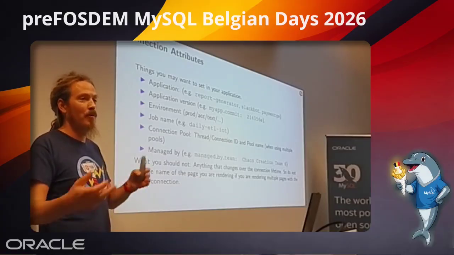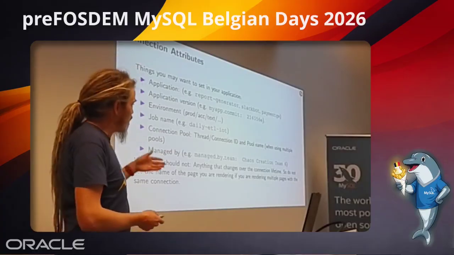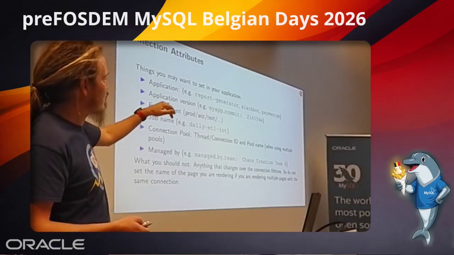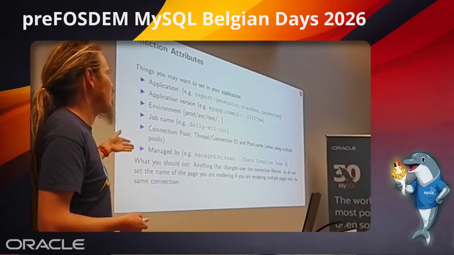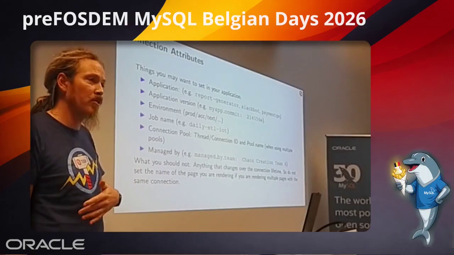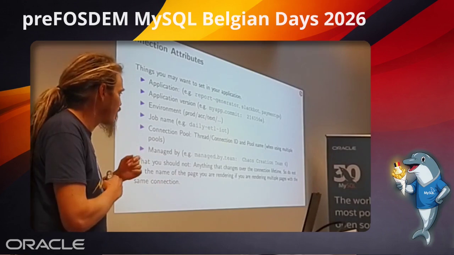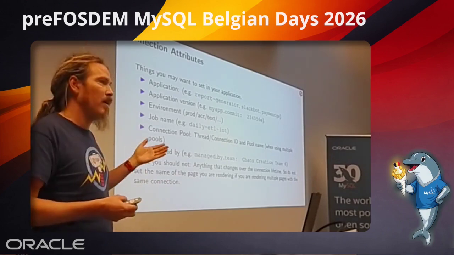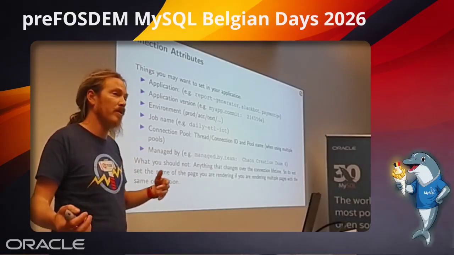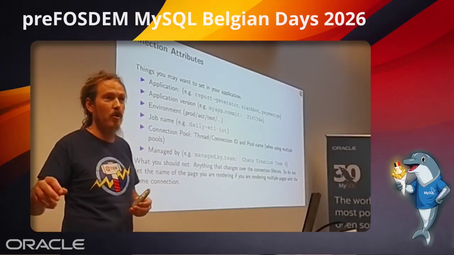Note that this only works if the connection is only used for a single job. Maybe information about the connection pool, the name of the connection pool, some ID, etc. Or maybe the management information, like this connection is for something managed by Chaos Creation Team 6. And the thing you should not do is set things that change over the lifetime of the connection, because connection attributes are statically assigned for a connection and cannot be changed during the connection.